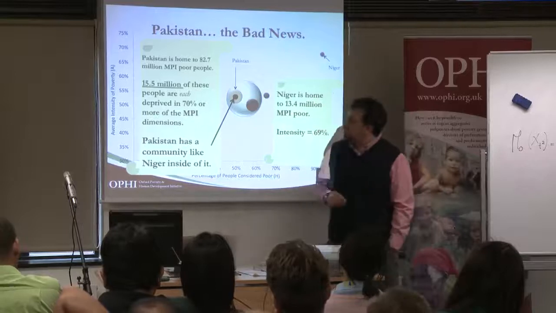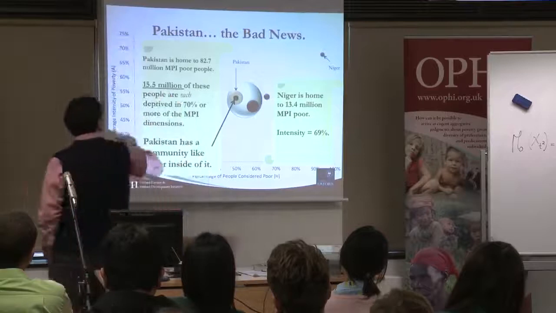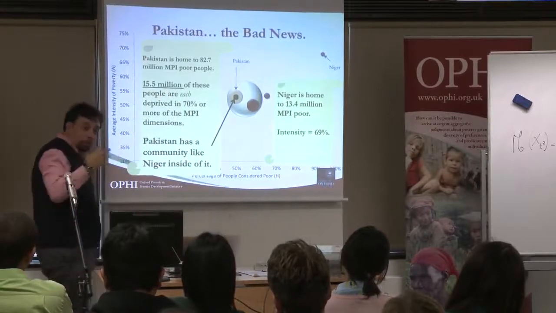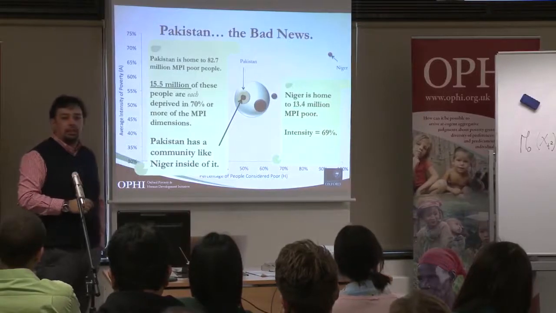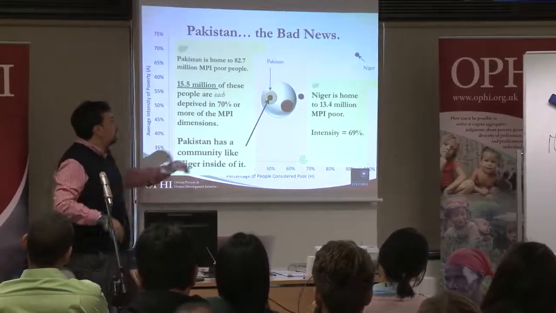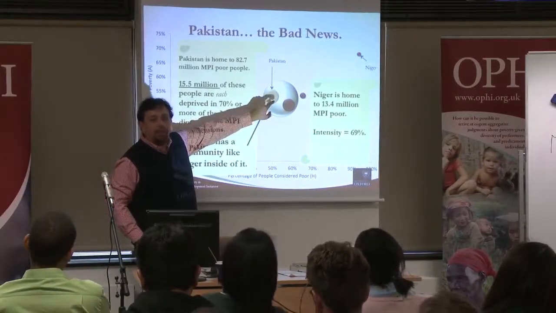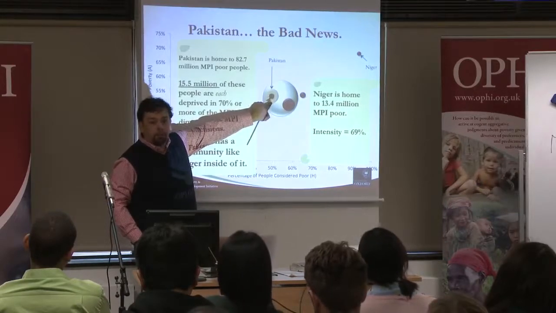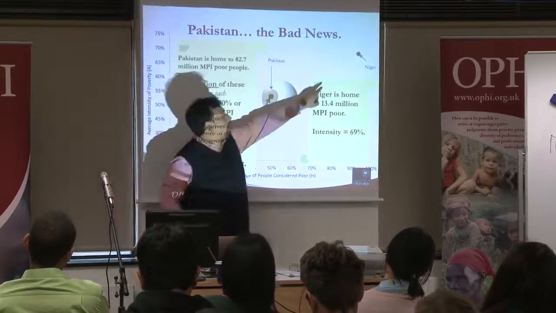In Pakistan, 15.5 million of the poor have the same situation that they have in the second country. What are we trying to say? That in Pakistan, we have the same number of people with the same level of deprivation.